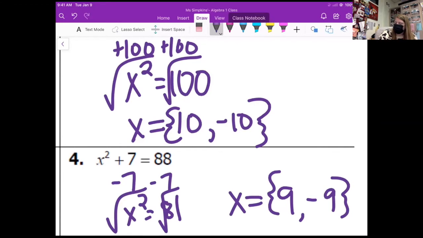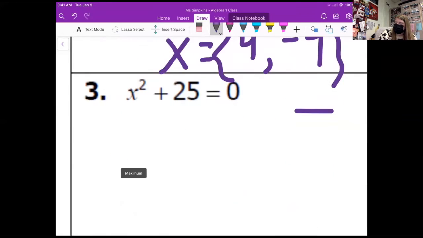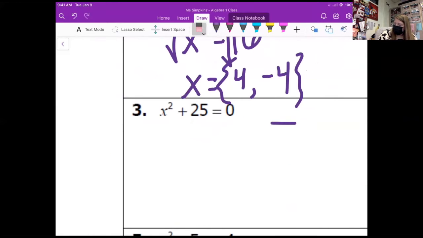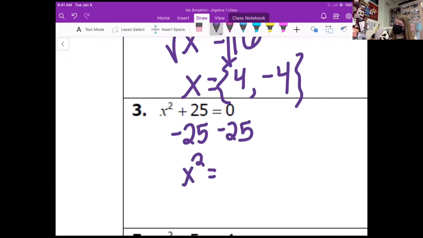All right, let's look at one that's a little bit more difficult. X squared plus 25 equals 0. And I'm not being sarcastic when I say it's more difficult. I'm being for real. So I'm trying to get x by itself. So what do I need to do that? Minus 25. So I have x squared equals negative 25.